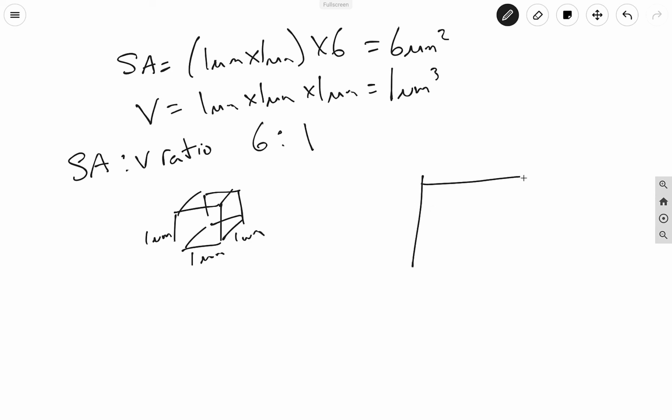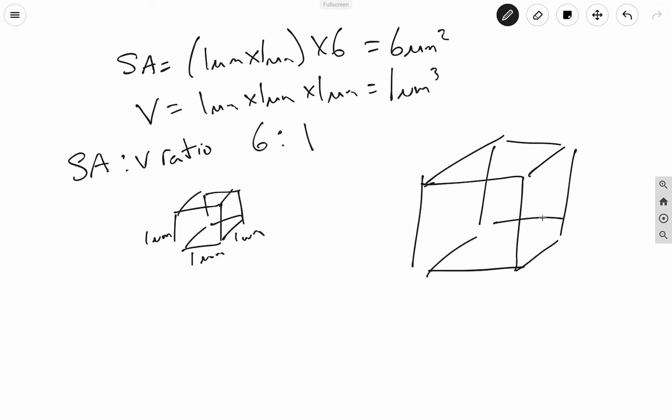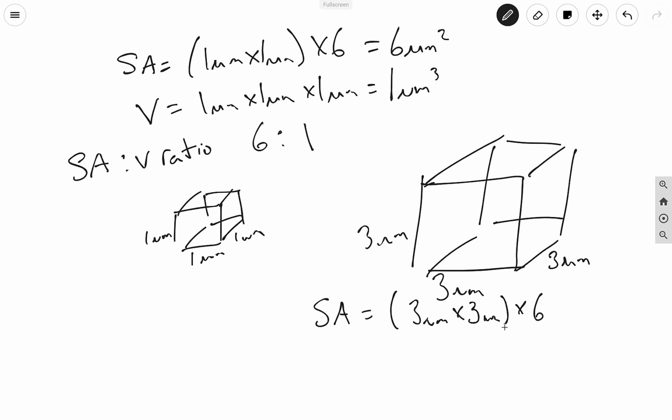A cell that is slightly larger in each dimension, 3 micrometers instead of 1 micrometer, will be much less efficient at transporting nutrients across the cell membrane. The area of each face is much larger. 3 times 3, which is 9 micrometers squared, times the 6 faces, is equal to 54 micrometers squared.